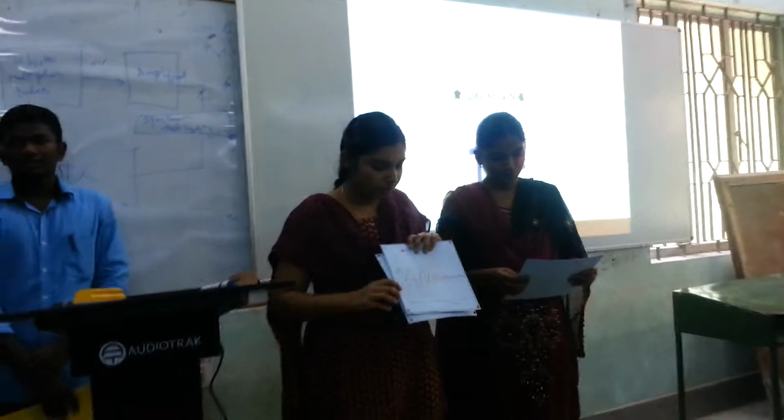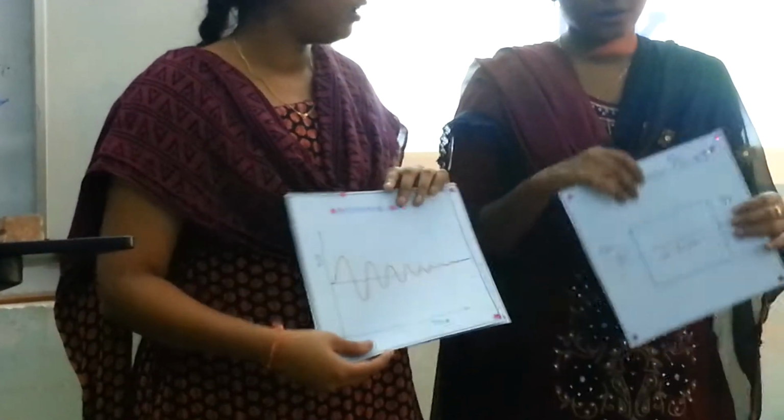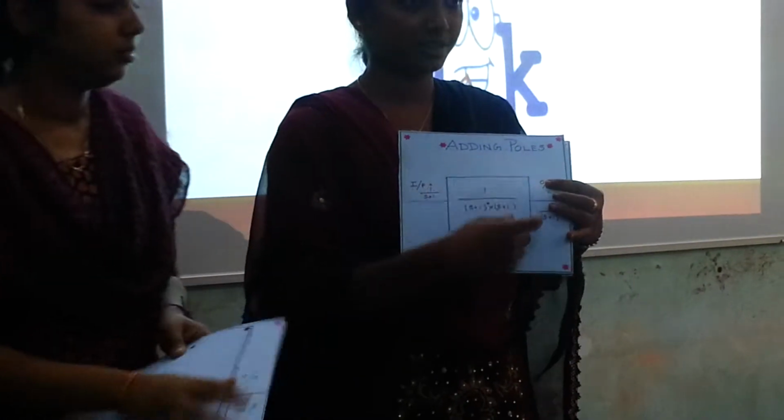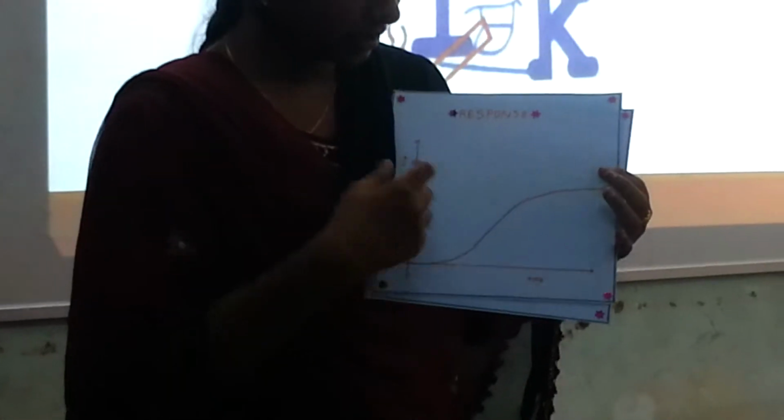Adding zeros to the system, the output will have more overshoot and undershoot. It will be a very quick response. While adding poles to the system, that is adding to the denominator, the order of the system will increase, and hence the response will become very slow, and it will not have more overshoots and undershoots. The response will be smooth, but the response time will be very high.